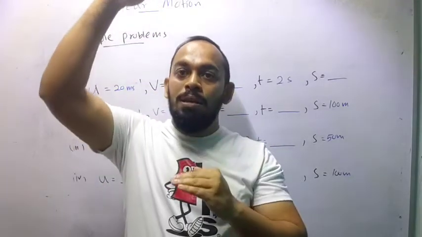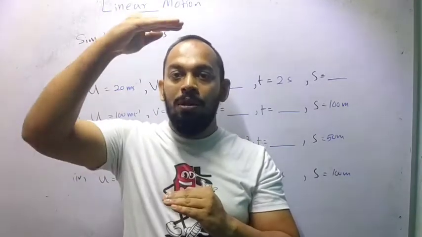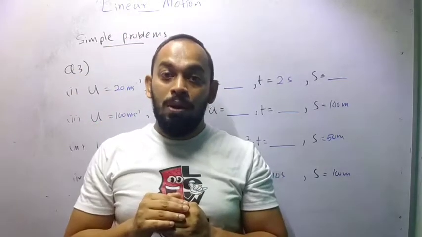From first floor to third floor you have uniform velocity, right?